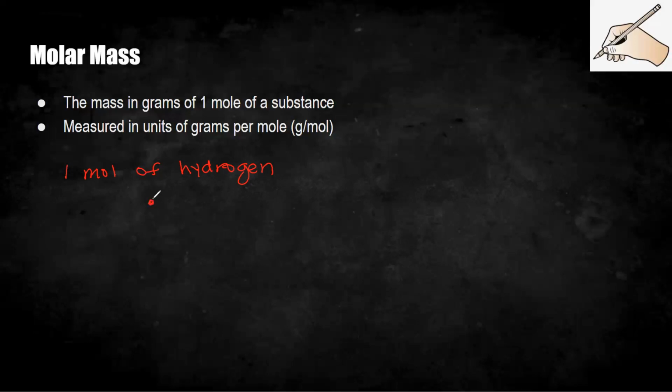So hydrogen's about like this, let's say. And we were comparing that to 1 mole of oxygen. Now, oxygen's a little bit bigger than hydrogen. So if we were to measure the mass of 1 mole of hydrogen, we're going to multiply this hydrogen atom by 6.022 times 10 to the 23rd.